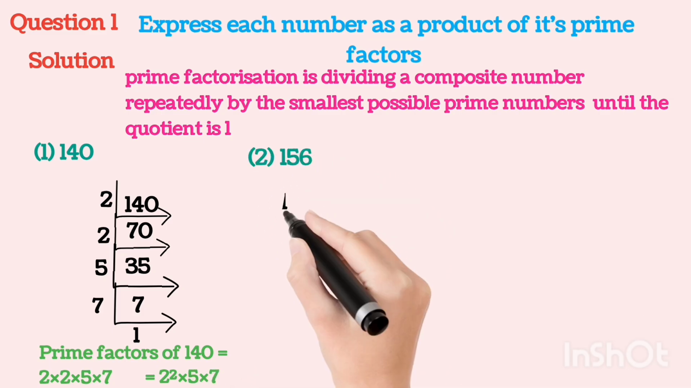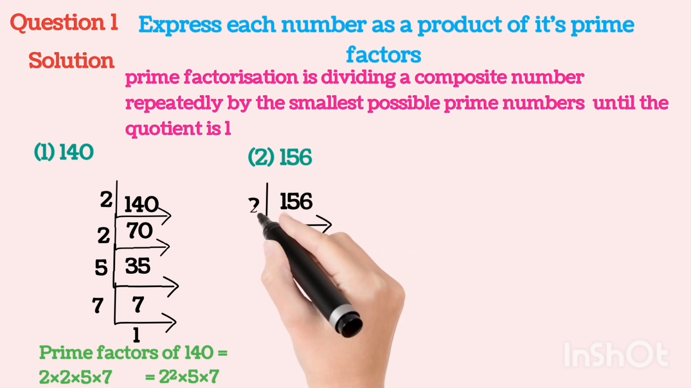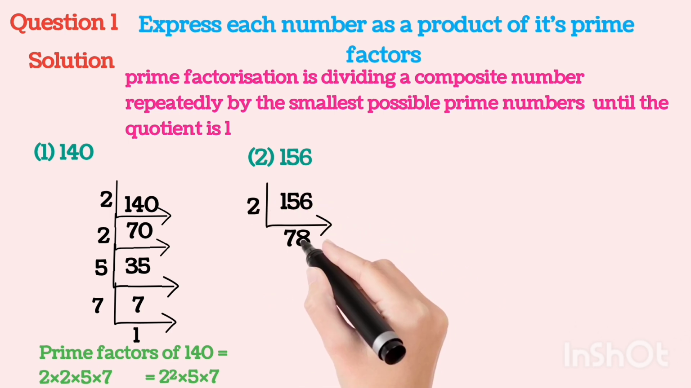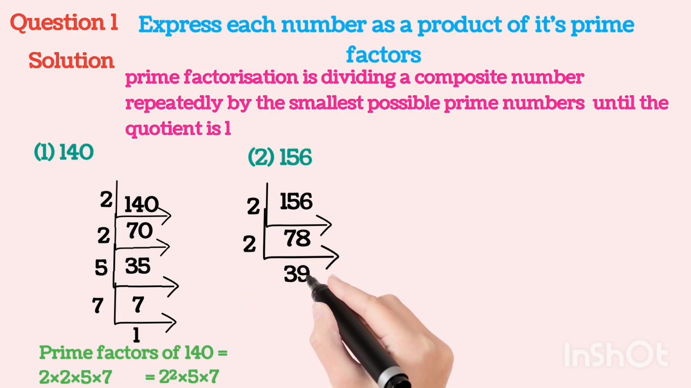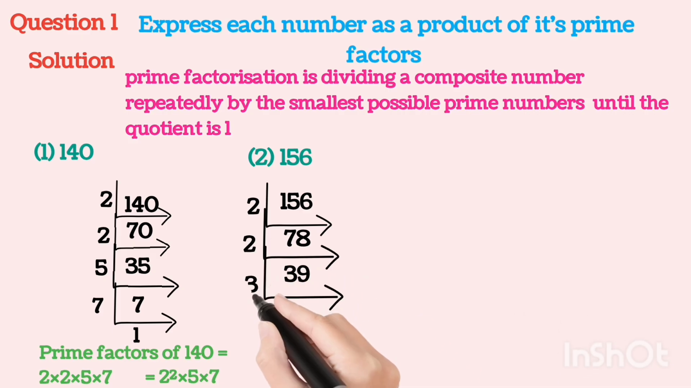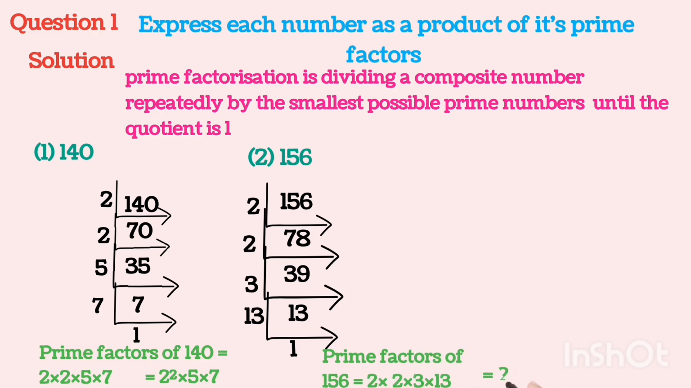Next, 156. 156 is divided by the smallest prime number 2 and the quotient will be 78. 78 will be divided by 2, that will be 39, and 39 will be divided by the smallest prime number 3 and the quotient will be 13. 13 will be divided by prime number 13 and the quotient will be 1. Now the prime factors of 156 equal 2 into 2 into 3 into 13, that can be written as 2 square into 3 into 13.